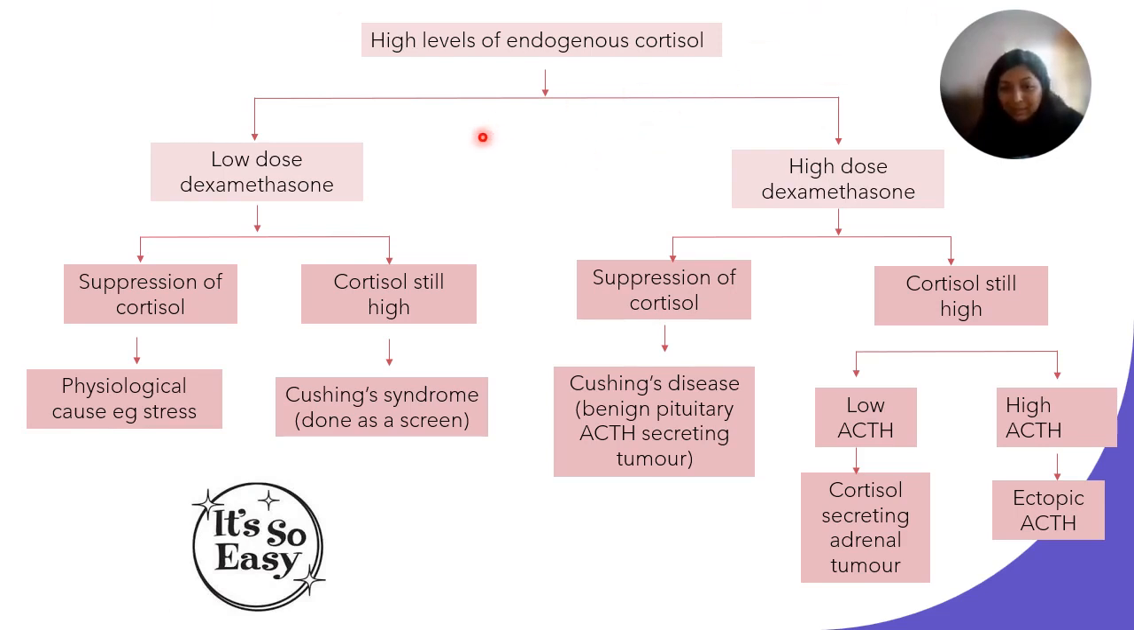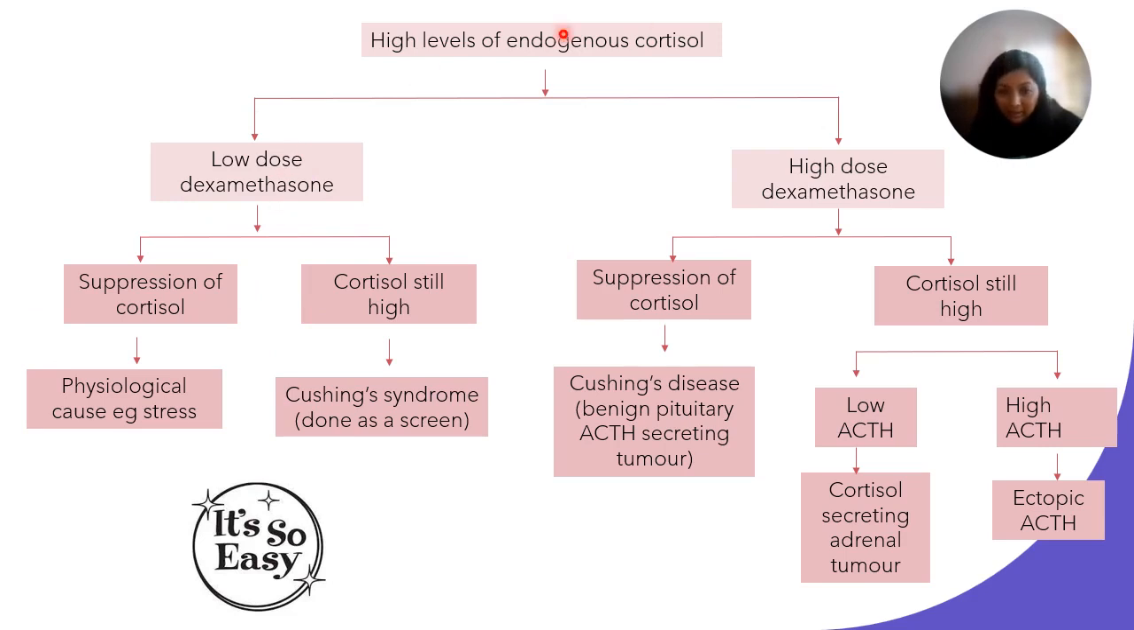You do a dexamethasone suppression test when you have high levels of endogenous cortisol. Otherwise, there is no point doing this test. And there's two different doses of dexamethasone you can use: low dose and high dose. The details you can look up elsewhere. But essentially, after you give the dexamethasone, whether it's low or high, the outcome you're looking for in your patient is whether you were able to suppress their cortisol level, or is the cortisol level still high? Okay, so let's start off by looking at the low dose dexamethasone.